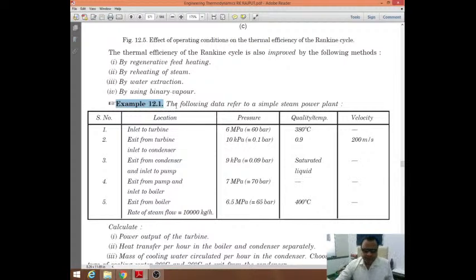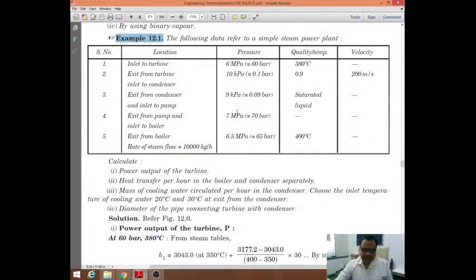The following data refers to a steam power plant. What is the data? Inlet to the turbine, we have the pressure equal to 60 bar and the temperature 380 degrees Celsius. Exit from the turbine, the pressure is 0.1 bar, which is less than atmospheric pressure. What is the atmospheric pressure? 1.01325 bar. The actual pressure is 0.1 bar, so it is under vacuum. And the quality of the steam, that is the dryness fraction, is 0.9.